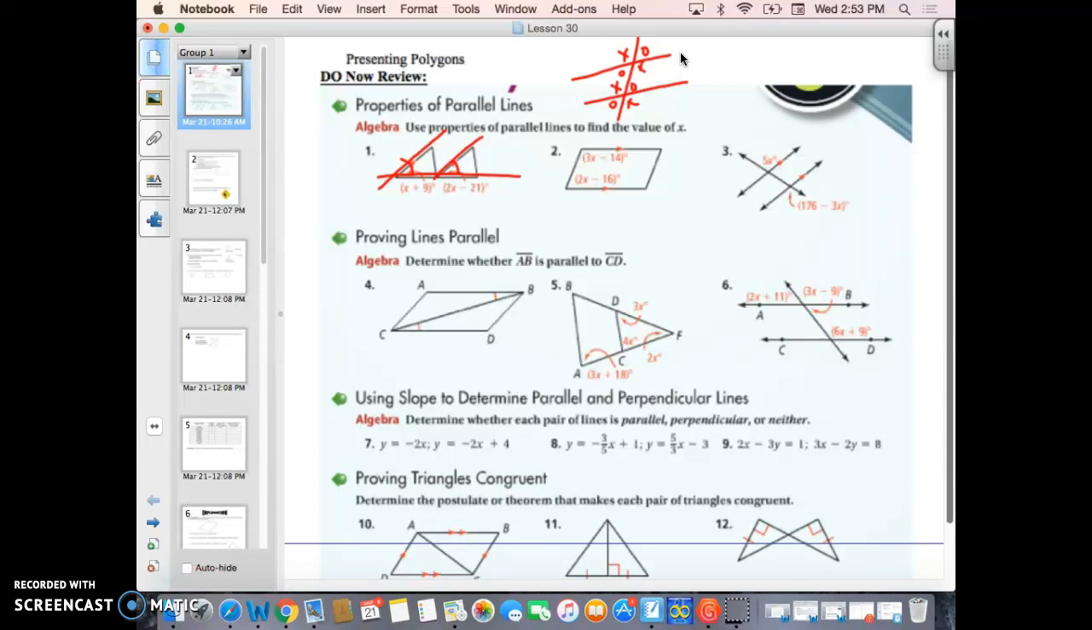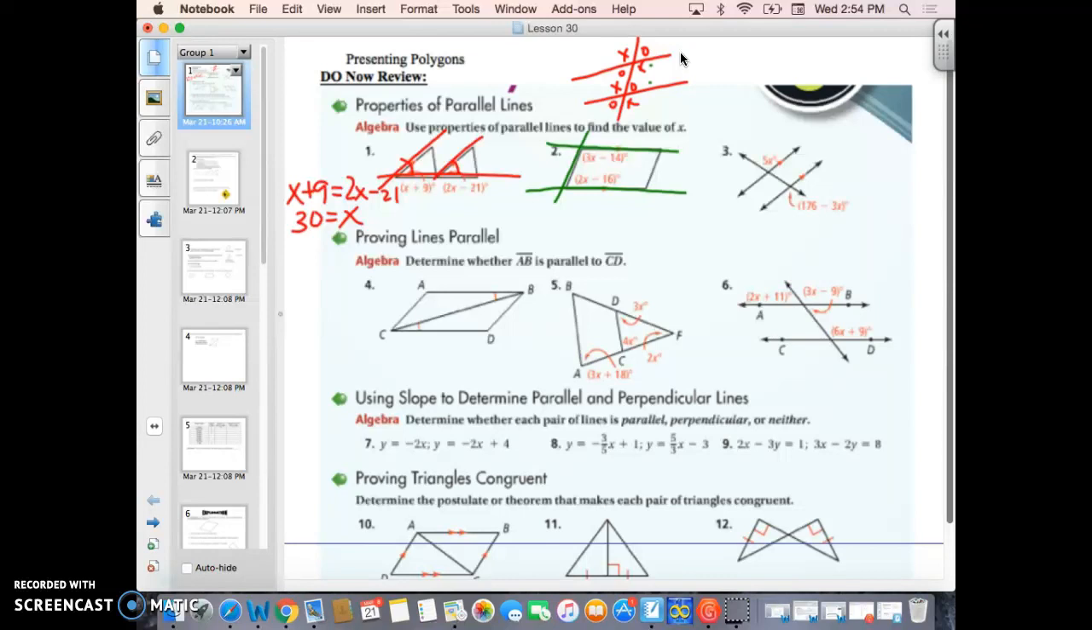So when I set up my equation, I'm just going to say x plus 9 is going to equal 2x minus 21. And then I'm just going to solve for x. That's going to be 30 equals x. And the key is to know how to set up the equation, right? So for number 2, if I extended this out and I made this my parallel lines and this my transversal line, I'd see that it's exactly like that situation there.